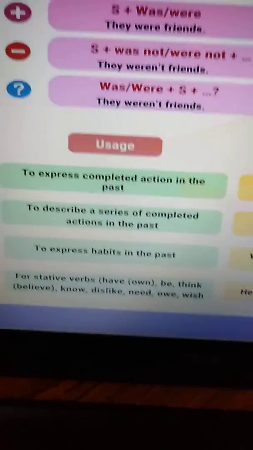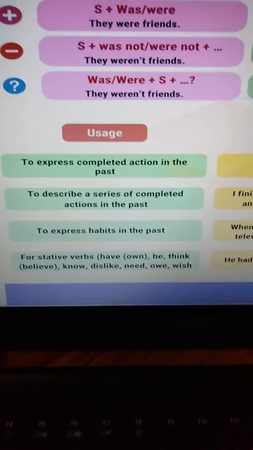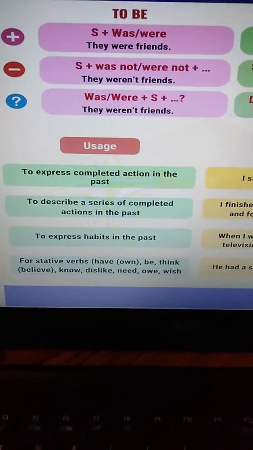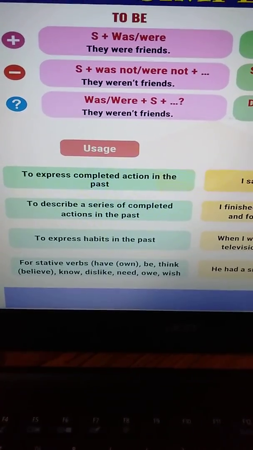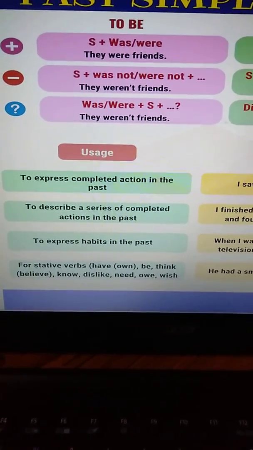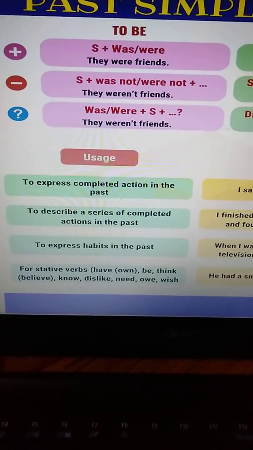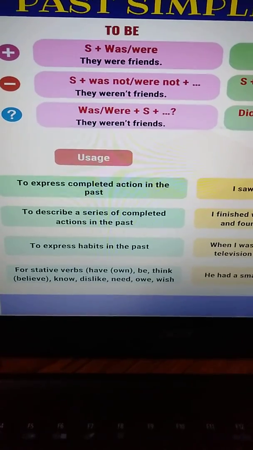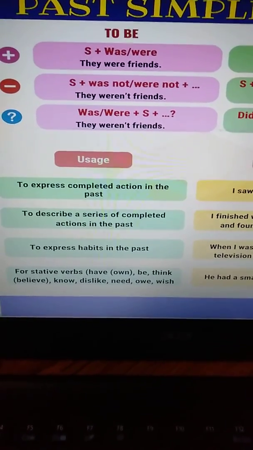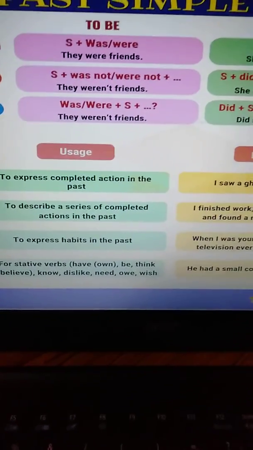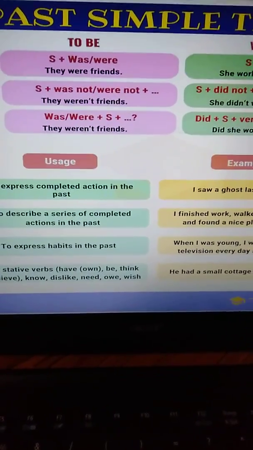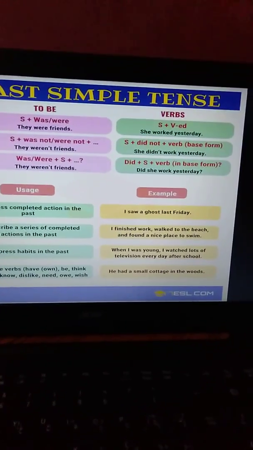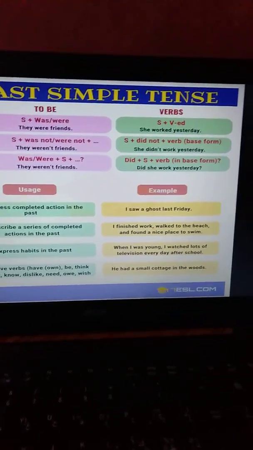And of course for the use, we said that we use it to express a completed action in the past, or to describe a series of completed actions in the past, or to express habits in the past, or for state verbs: have, own, be, think, believe, know, dislike, need, owe, or wish. Generally speaking, as I told you in the classroom, we use the simple past to express an action which started and finished in the past.